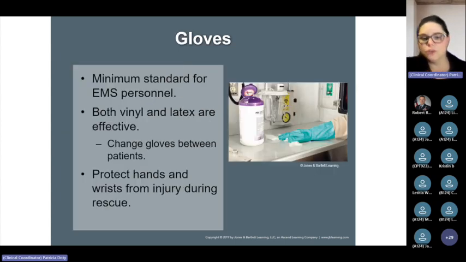Okay, so gloves, that's our minimum standard for our EMS personnel. You do have your vinyl and latex. There's a lot of people that don't use latex at all because of such a high incidence of people that are allergic to latex. I'm allergic to latex. And so that's pretty difficult to find in some rural areas. You may have rural areas that are still kind of holdouts on that. But this protects your hands and wrists from injury during rescue, and depends on what kind of glove also. So there's a difference between our vinyl, latex, nitriles versus NFPA standard gloves that a fireman uses, right?